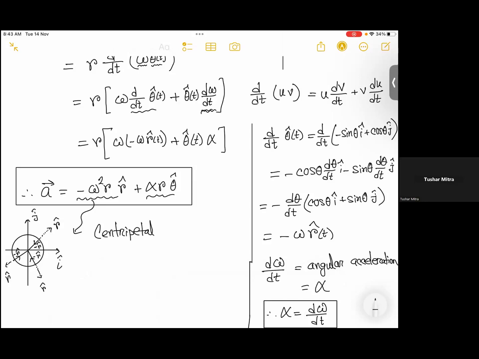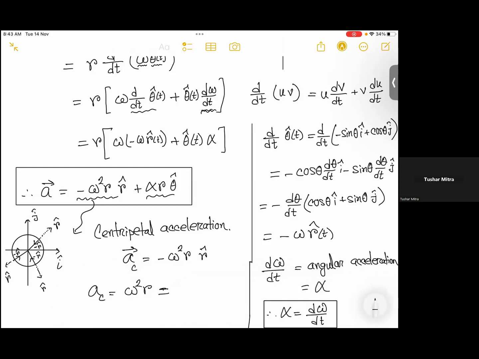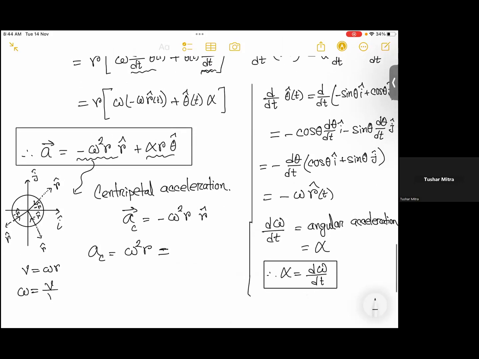Centripetal acceleration. We denote this by AC. It's given by minus omega square r. The magnitude of centripetal acceleration is omega square r. You can also write this as, you remember that v equals omega r. So you can write omega equals v divided by r. You can write v by r whole square into r. So this will be v square by r square into r. So you can also write this as v square by r.